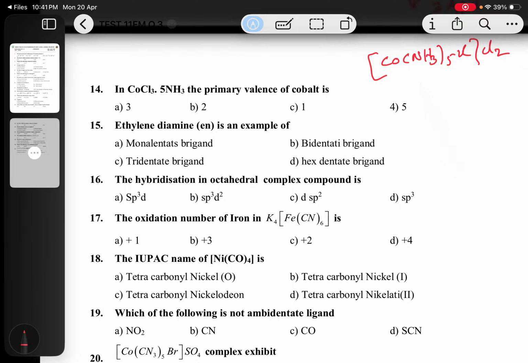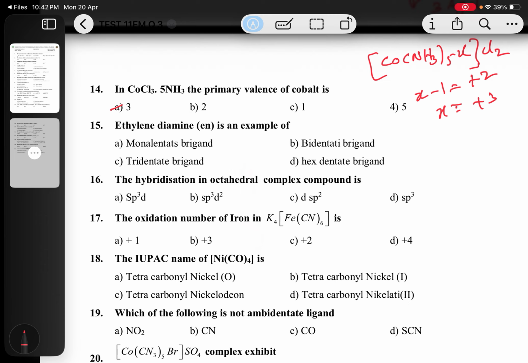So primary valency indicates the oxidation number. The oxidation number of the metal in this complex: cobalt is X, ammonia is a neutral ligand, chloride has -1. Using the chloride, with 2 chloride ions outside the complex, we get +2. So X is equal to +3. So A is the correct one.